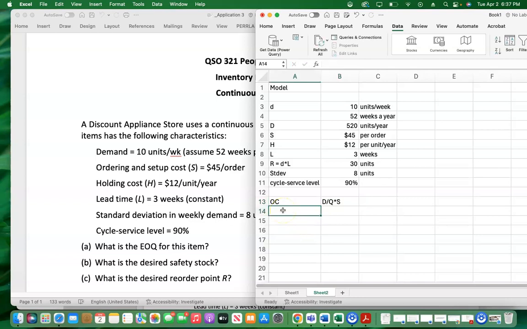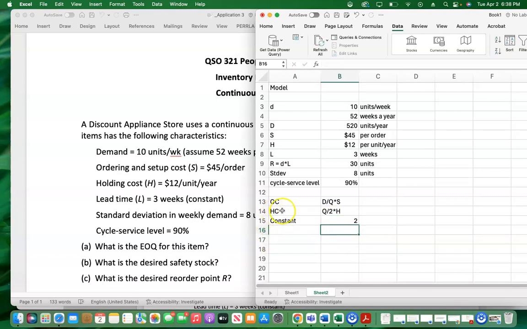We can find as well the holding cost per year. In this case, it is Q divided by 2, which is constant, times H. Let me write here constant, which should be 2.